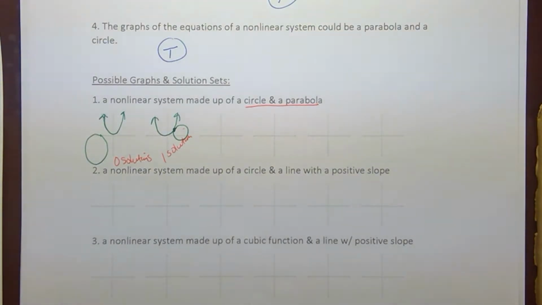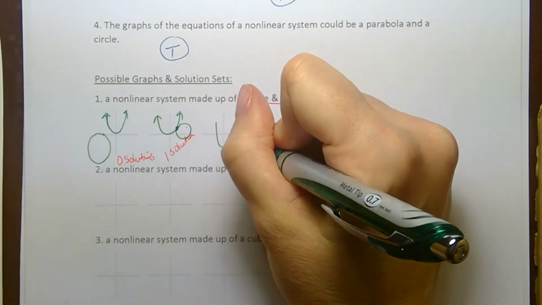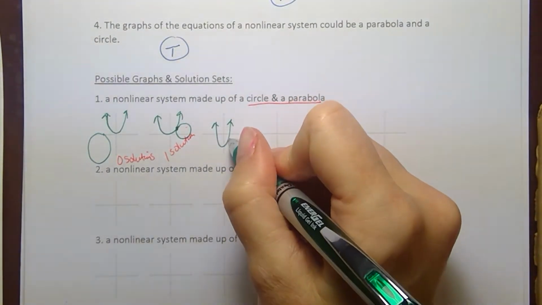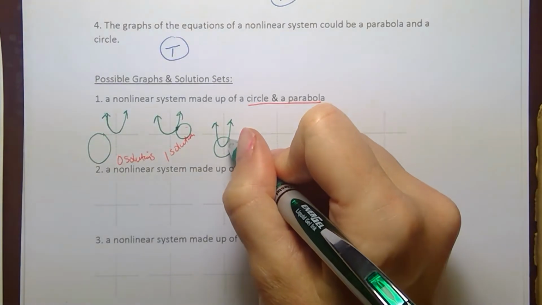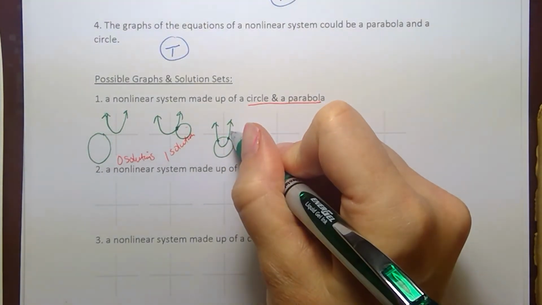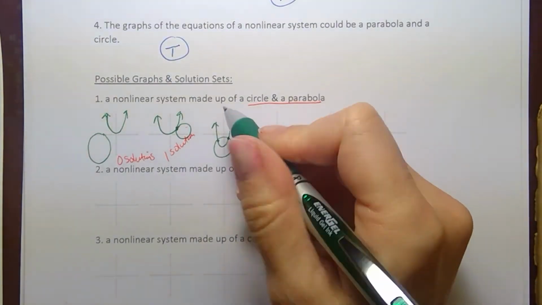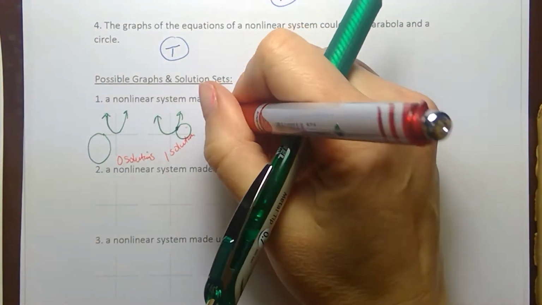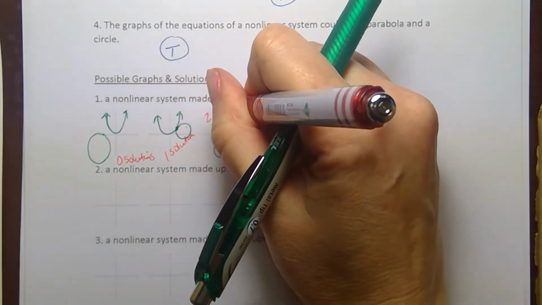Could I have 2 solutions? Could I draw my circle and parabola in such a way that I have 2 solutions? Well, sure. So parabola again. And then my circle could go down here and I've got 2 solutions, or it could go over here on the side and I have 2 solutions, or this side and I have 2 solutions. But absolutely it is possible to sketch my circle and parabola so that I have 2 solutions.